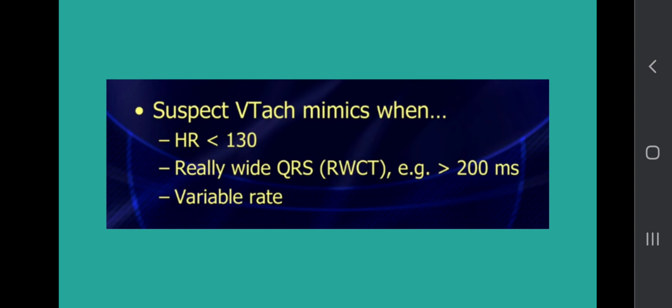So, here are things you should be on the lookout for when it comes to VTAC mimics, and we'll go over them in a little bit more depth shortly. When the heart rate is less than 130, definitely less than 120, a really wide complex QRS greater than 200 milliseconds, and/or one big box, and when you have a variable heart rate.